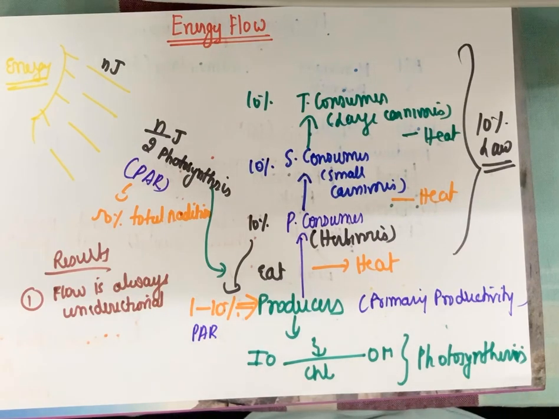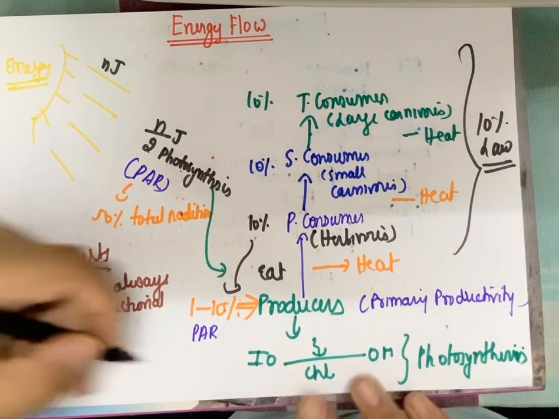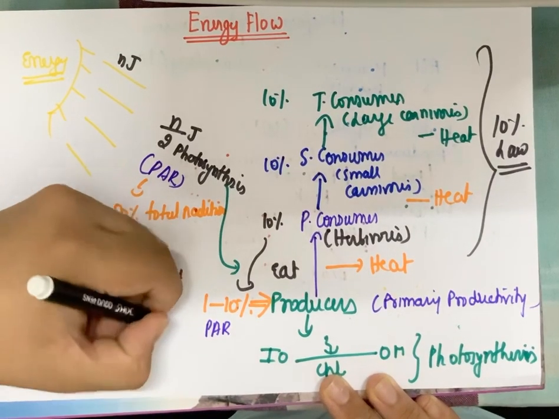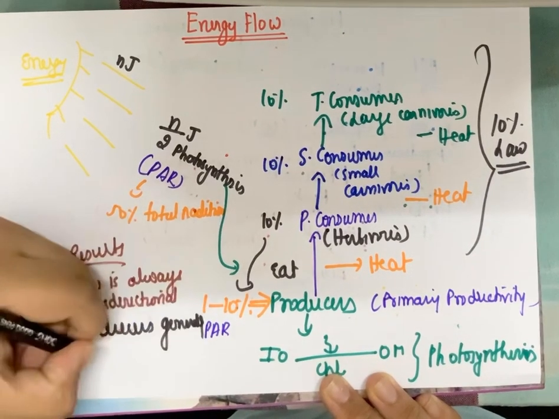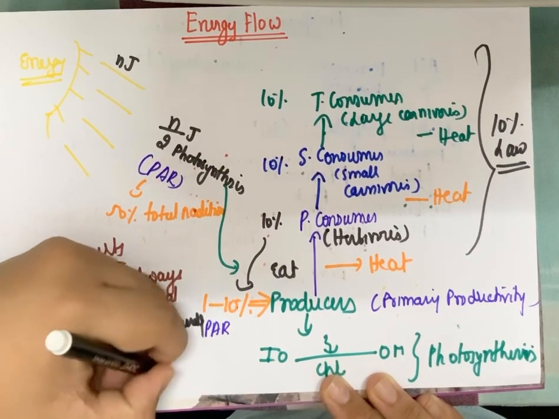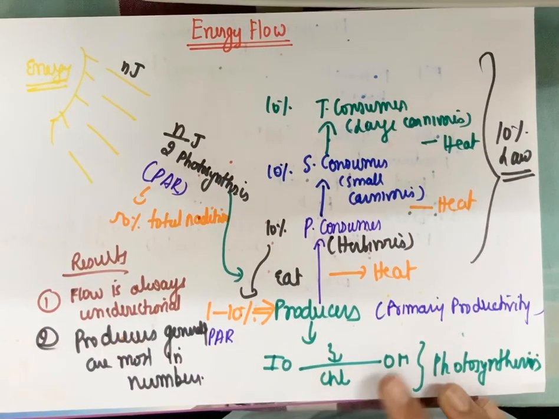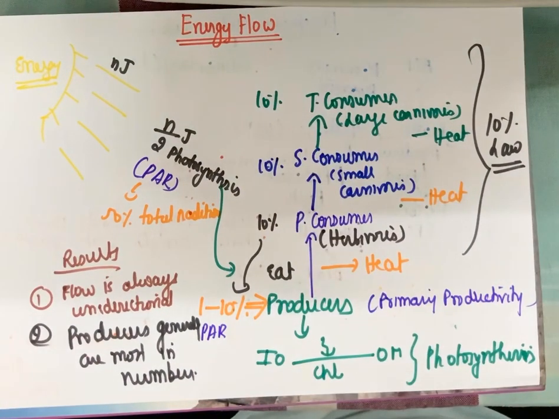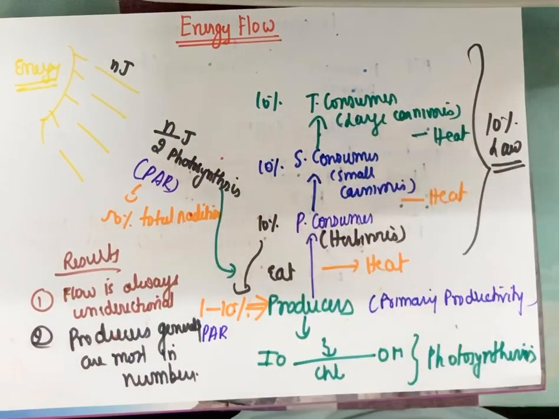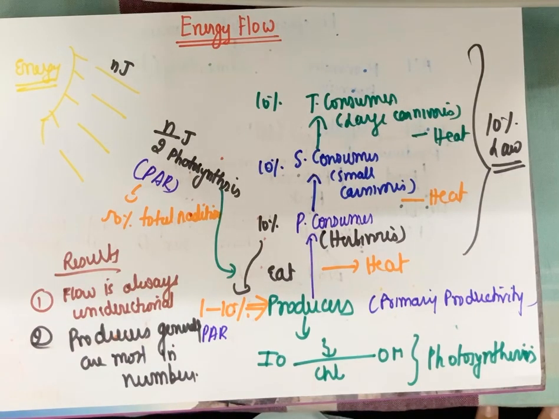Okay, and the second is that producers generally are most in number. General case this is. Now why is the producer more in number? This is because who is getting the maximum energy? The producer. Producer is getting maximum energy. Rest of them are only getting 10% of the previous one. The energy amount that each of them is getting is very low. So that's why the producers are generally in maximum diversity, because they are getting the maximum efficiency from the food they are consuming.